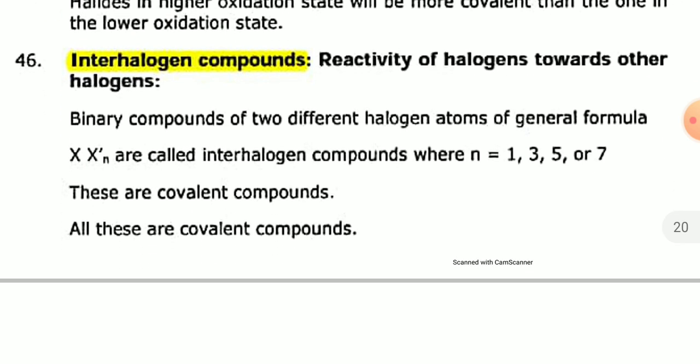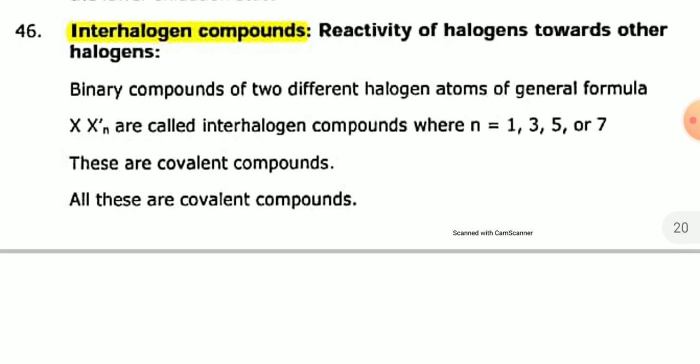Interhalogen compound. This is an important term. You have to remember what is an interhalogen compound. This is a compound formed by reaction of two different halogens. Binary compounds of two different halogen atoms of the general formula XX'n, where X is one type of halogen and X' is another type of halogen, like ICl, IF.